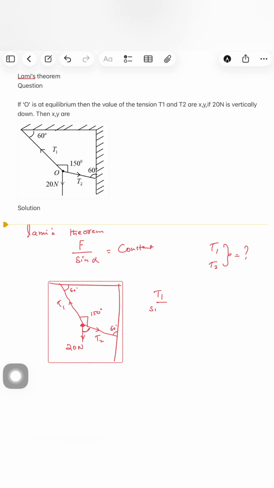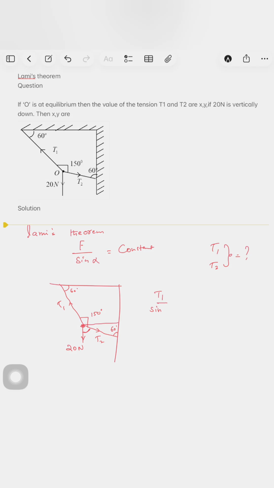So what is our formula? T1 divided by sine of the angle between T2 and 20. Here I am considering, for example, from this point I am drawing a horizontal line. And we know that, for example, this is O, and some naming I am giving: this is A, this is B. We know this is a right angle triangle. This angle is 60, this is perpendicular so 90. Then what about the other angle? The sum of all the angles of a triangle is 180. So this is 60, the other is perpendicular 90, then this angle is 30 degrees.